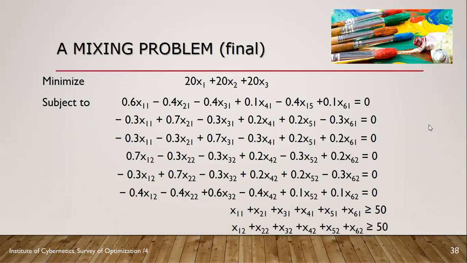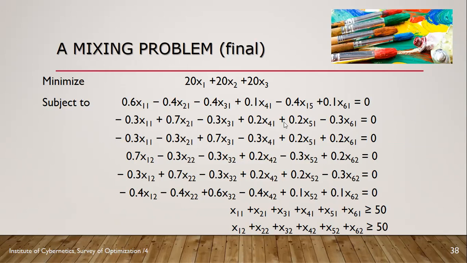So the almost final, because it is too long, so it occupies 2 slides, the final mixing problem LP will look like this. So the first line represents the price for every primary color. It is 20. So we need to minimize it. So we want to minimize the purchasing amount, yeah, so the cost.